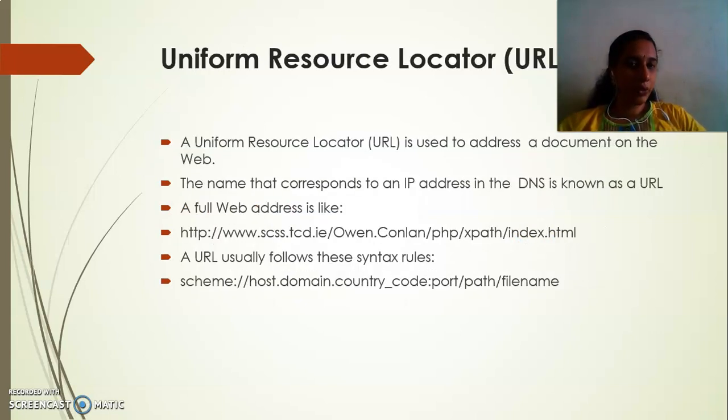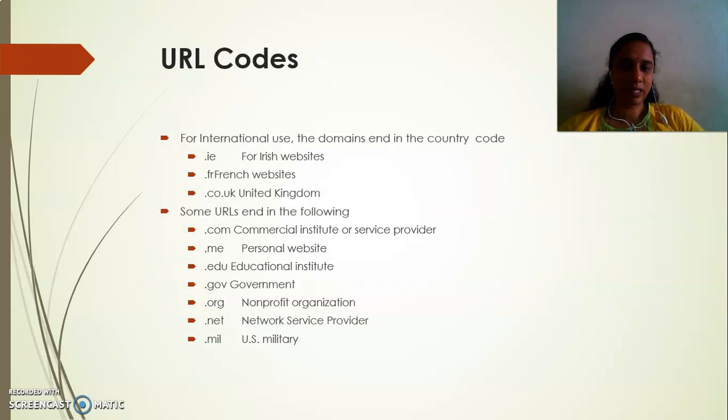So finally we have a URL. A URL is used to address a document on the web, and the name that corresponds to an IP address in the DNS is also known as a URL. The complete web address usually has a syntax of the scheme, that means the protocol name, colon, double slash, the name of the host, dot, domain or the country code, colon, port, and the path and file name. So that's the syntax.